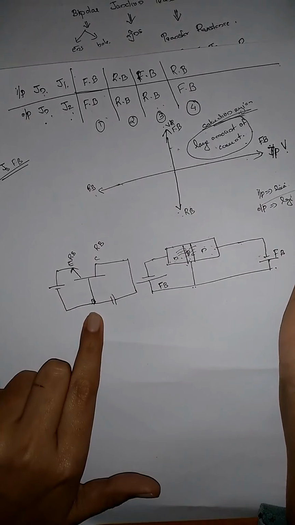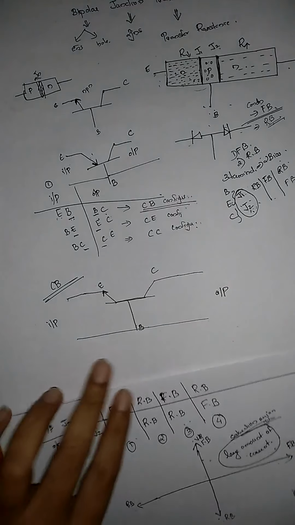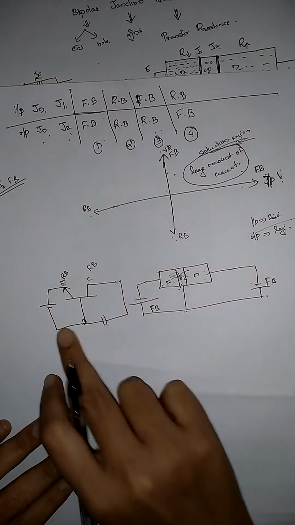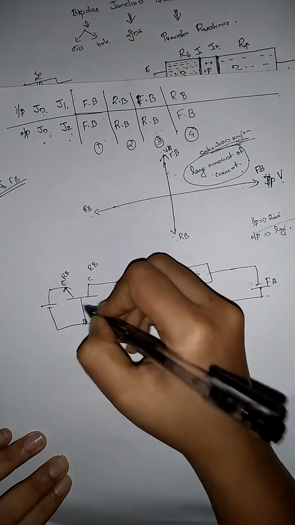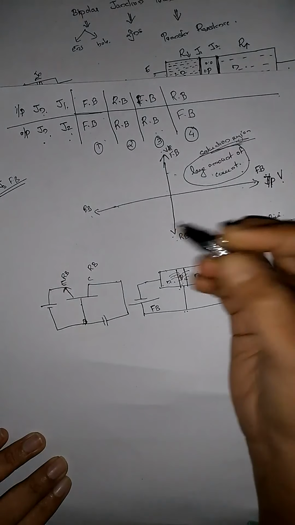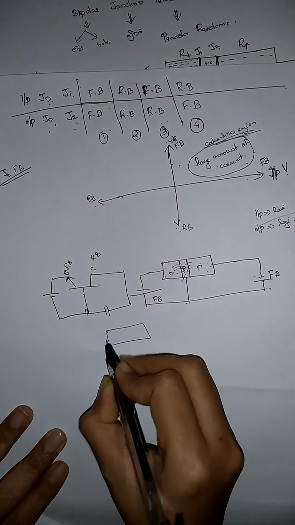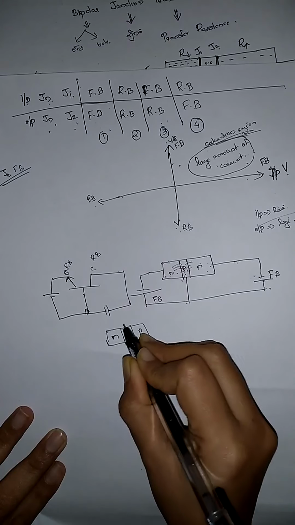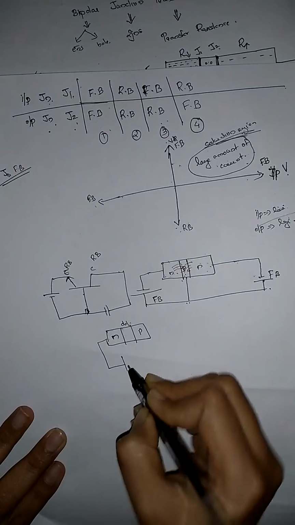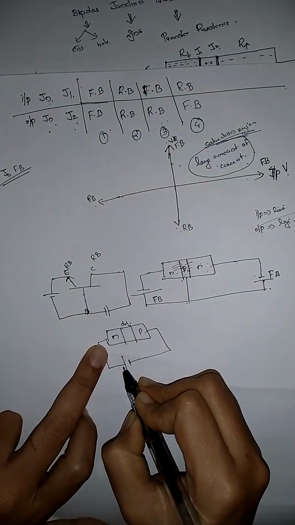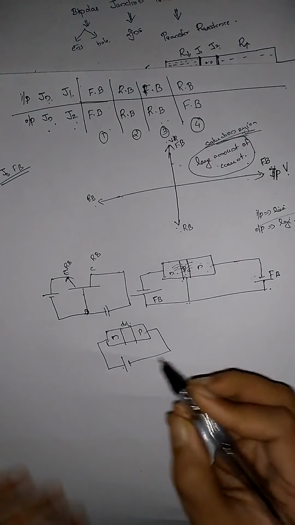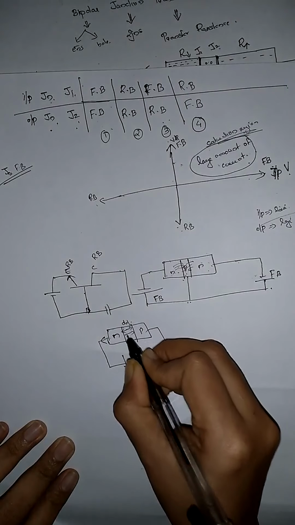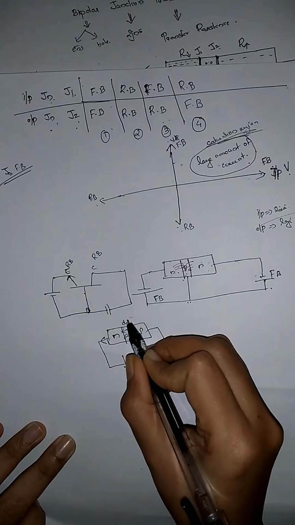I am talking about common base mode, which I have told here. The base is acting common for the input terminal and output terminal. So when both junctions are reverse biased, what happens? Here, this is N and P, this is the depletion region. Reverse biasing means positive, negative. The positive terminal is connected to the cathode and the negative terminal is connected to the anode. So the electrons will be attracted to the positive terminal, so the depletion region widens, and the current conduction will not be there.